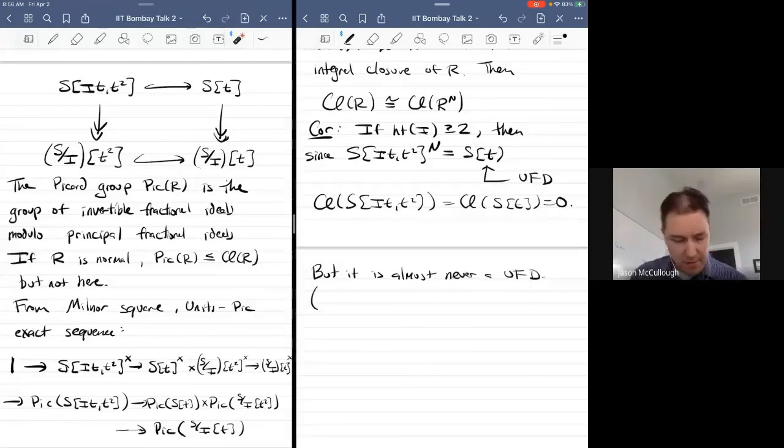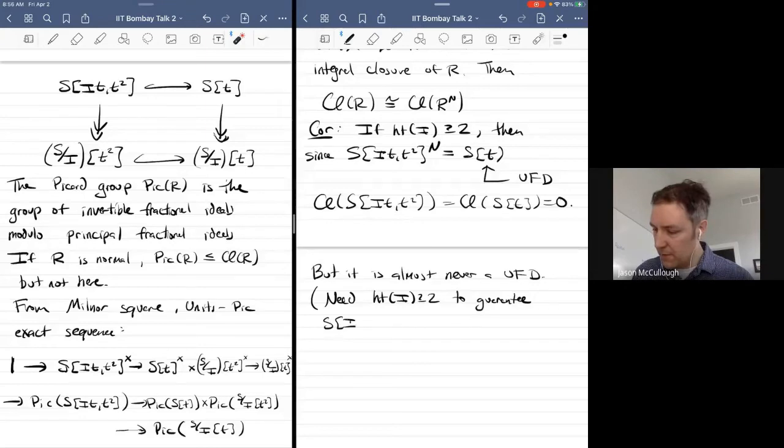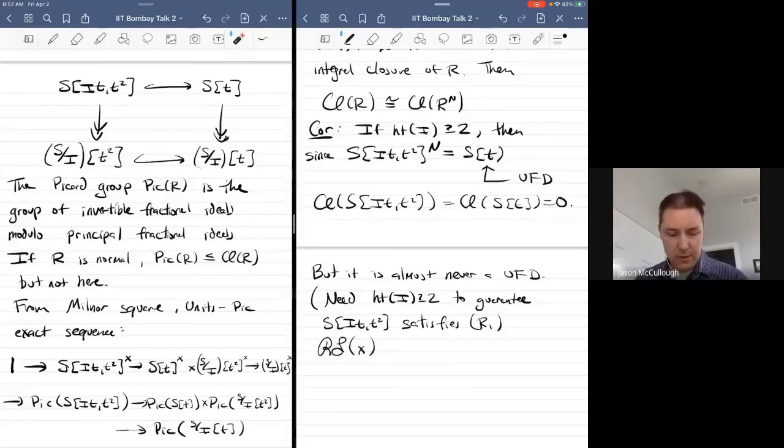And so maybe I'll just put in parentheses here that we needed that the height of I was at least 2 to guarantee that the Rees-like algebra satisfies the R1 condition.